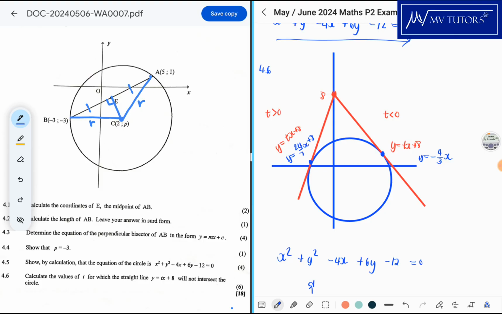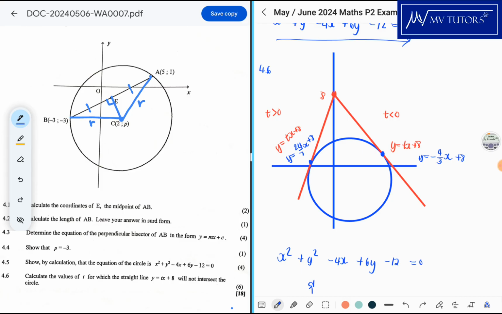Okay, x. Negative 4 over 3 x plus 8. Okay, let's go back to the question again so that we can finalize it. It says, calculate the values of t for which the straight line will not intersect the circle. Remember I said this is just it touching the circle, but the actual solutions will lie over here, and also this side. So basically, t is going to be flatter.